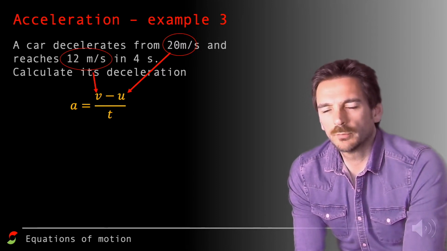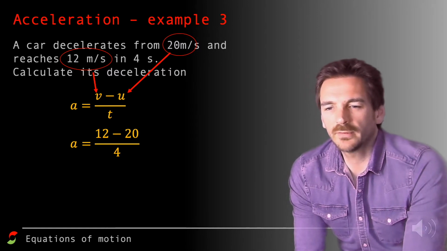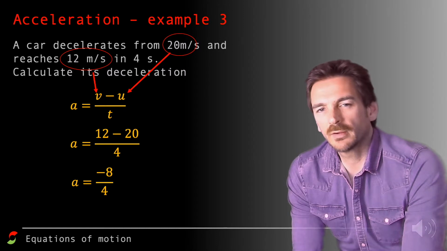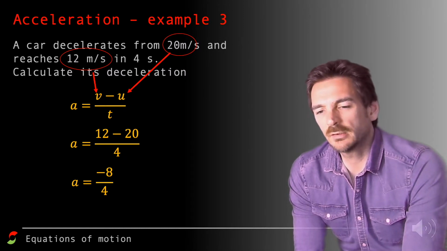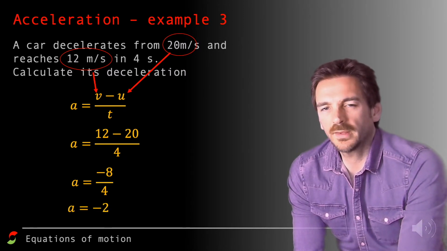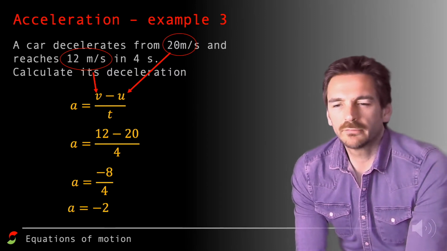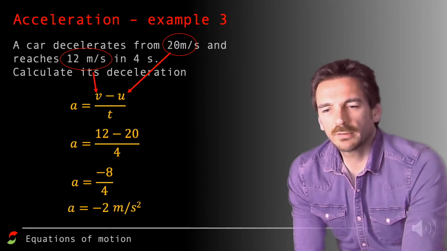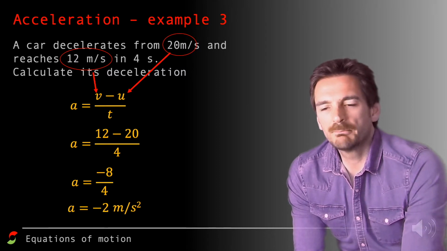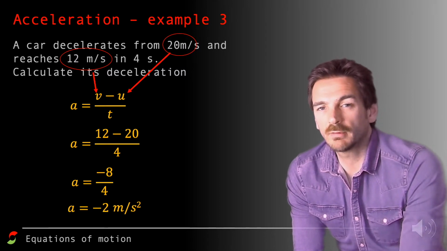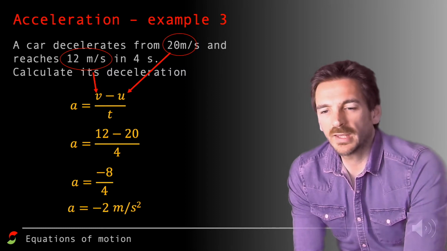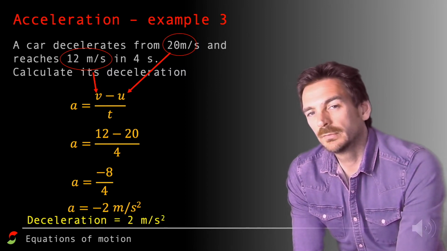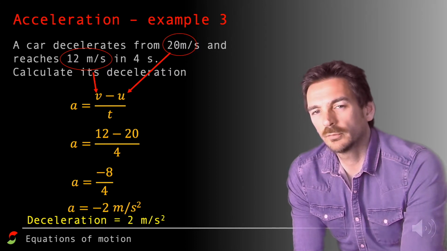And that's quite important because when we do 12 minus 20 in that calculation, we get minus 8. Now that tells us that the velocity has decreased, and that tells us that the acceleration is minus 2. And again, meters per second squared. But the question is calculate its deceleration, and that minus sign there means deceleration. So we can get rid of it and say, actually, the deceleration is 2 meters per second squared, just to make sure that we're answering that question properly.